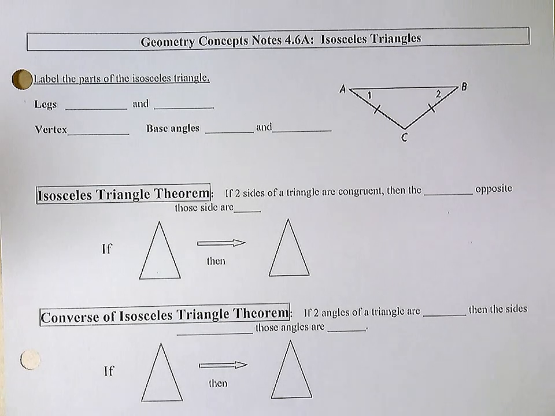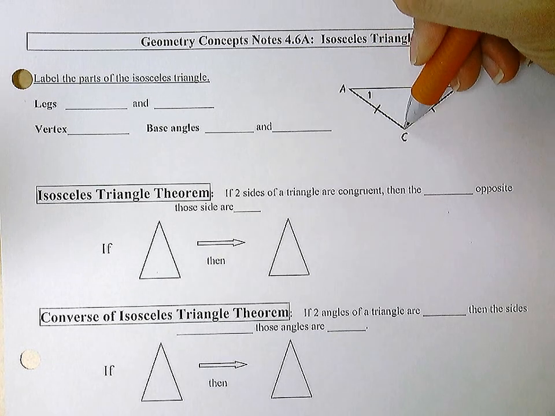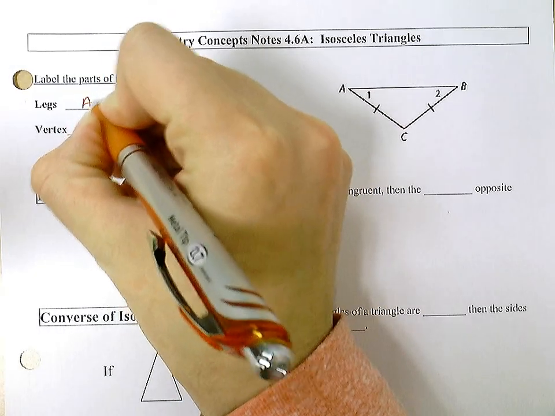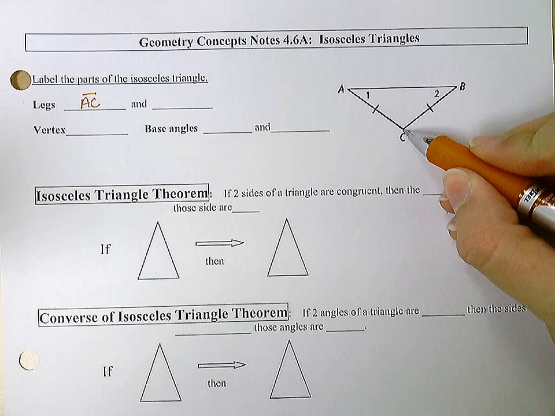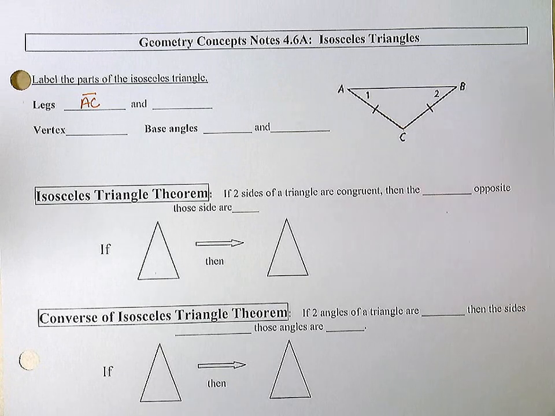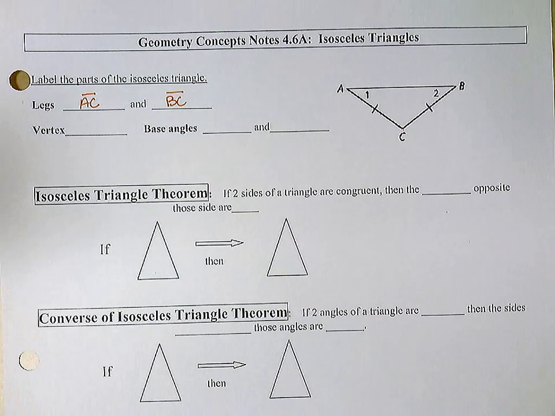The legs of an isosceles triangle are the two congruent sides. So one leg would be segment AC. The other leg then would be segment BC. So your legs are those congruent sides.